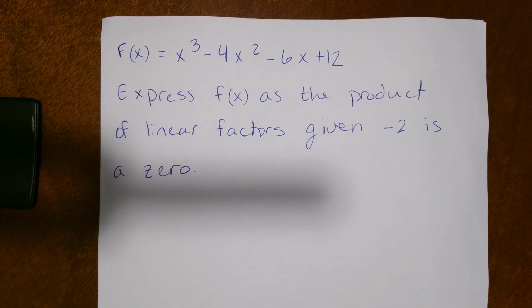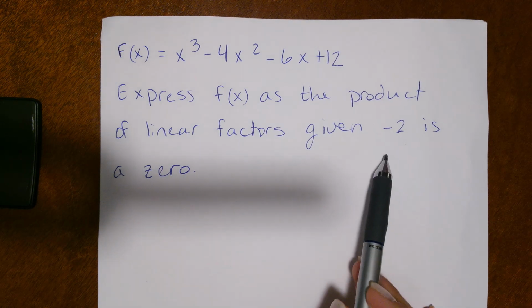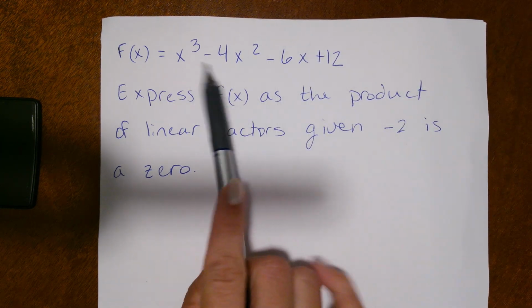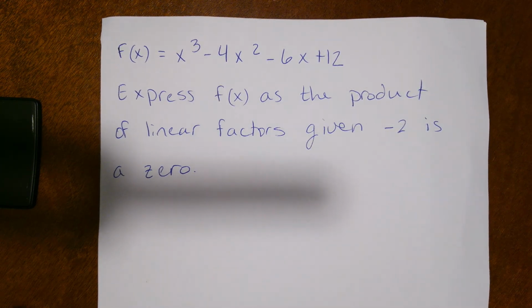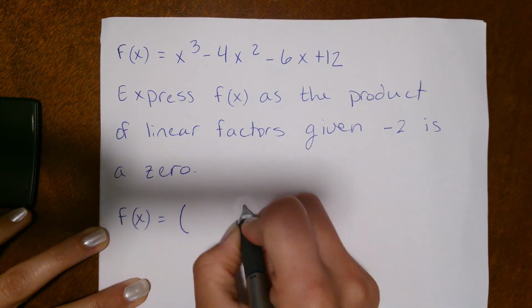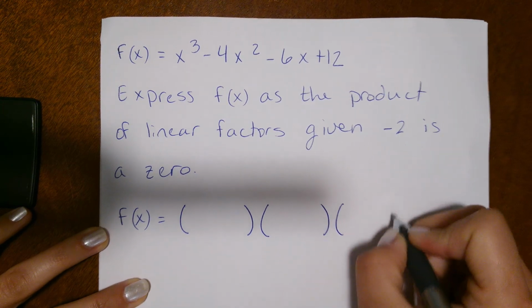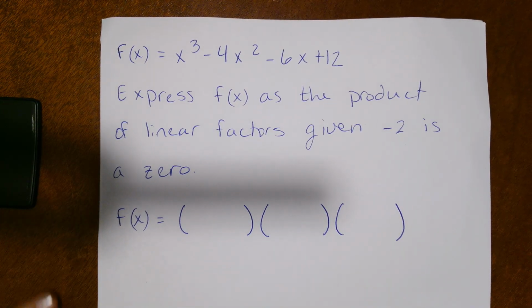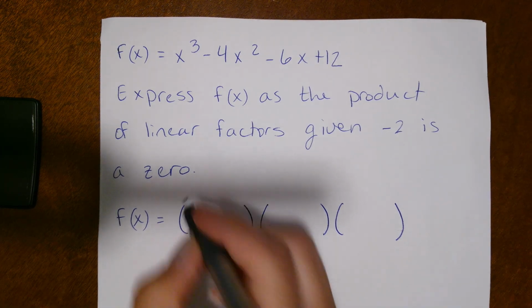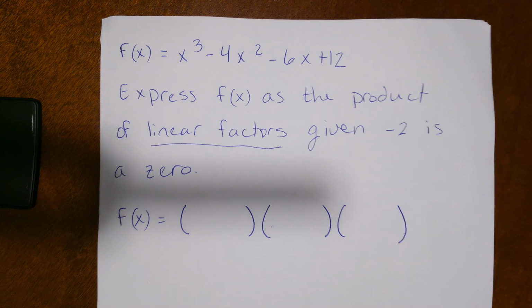So we're given the polynomial x cubed minus 4x squared minus 6x plus 12, and we're asked to express it as the product of linear factors given that -2 is a 0. So by the linear factor theorem, we know since this is a cubic, we should be able to write the polynomial like this in factored form, where each of these factors is a linear factor, hence writing it as the product of linear factors.